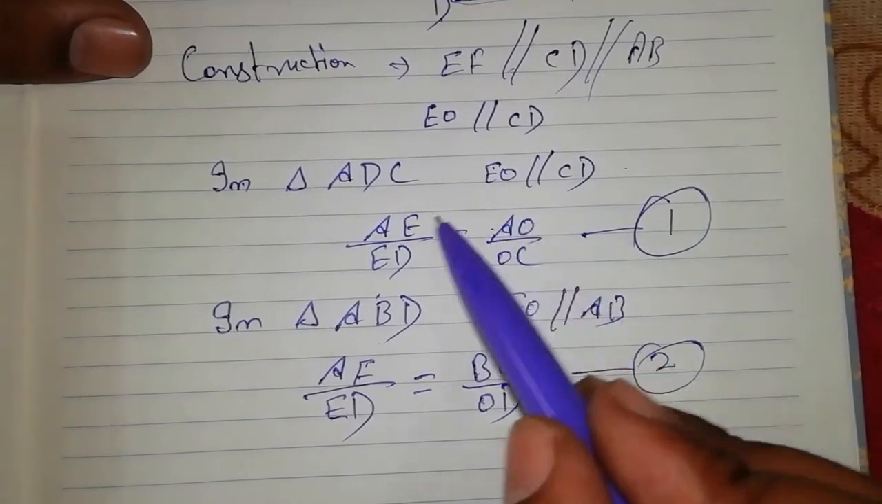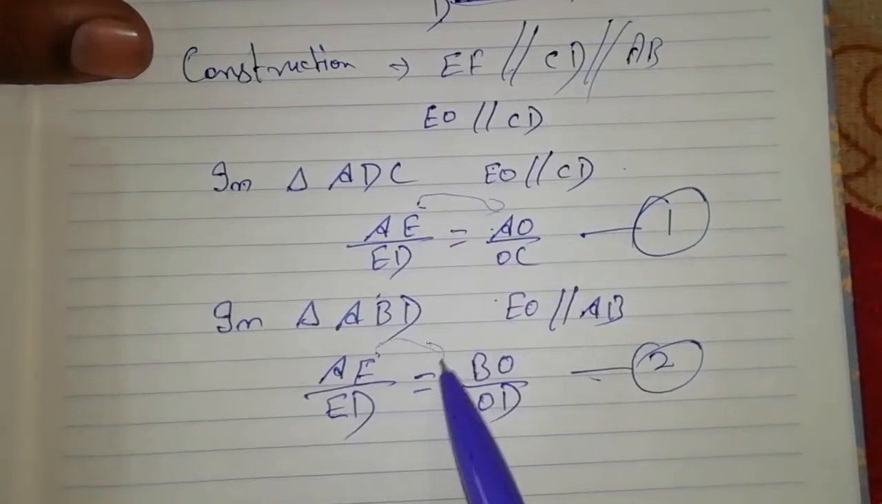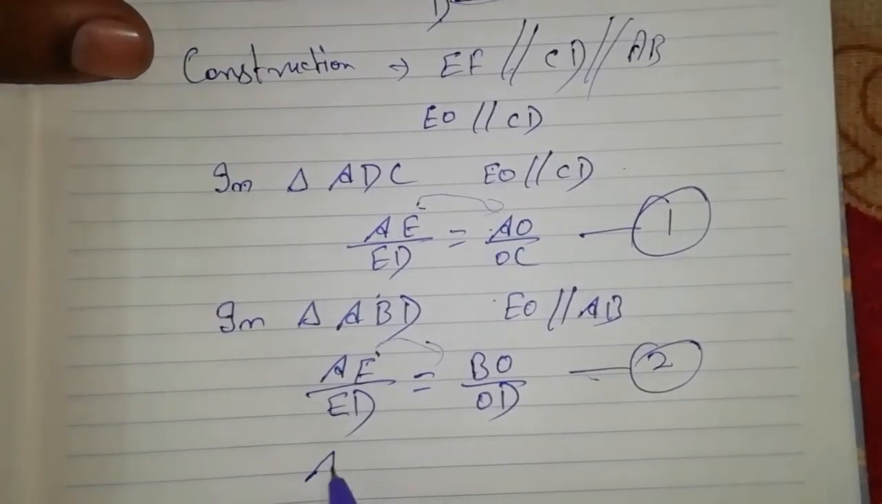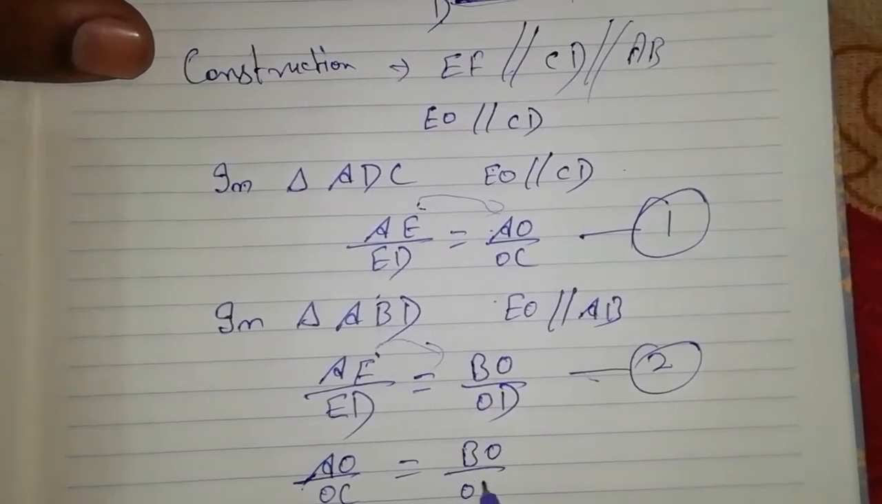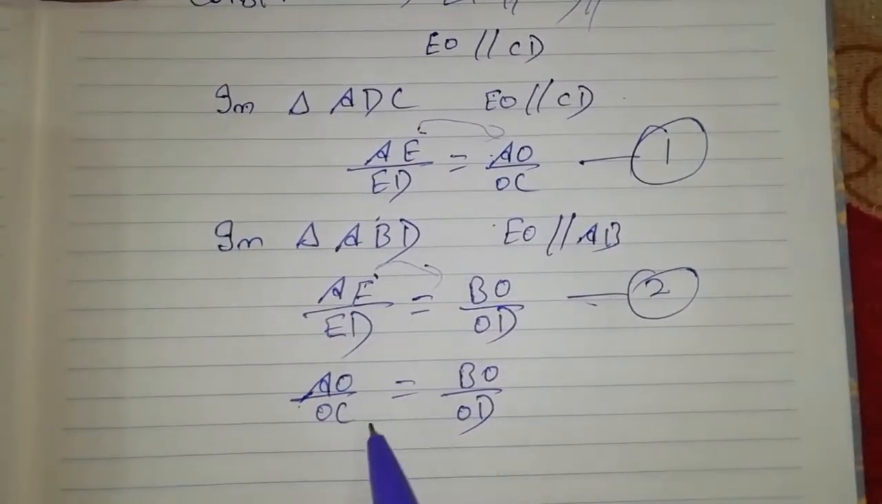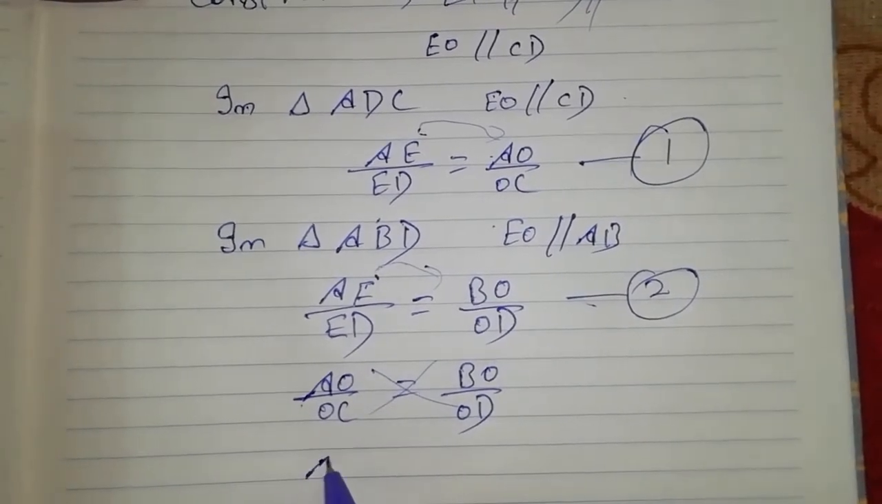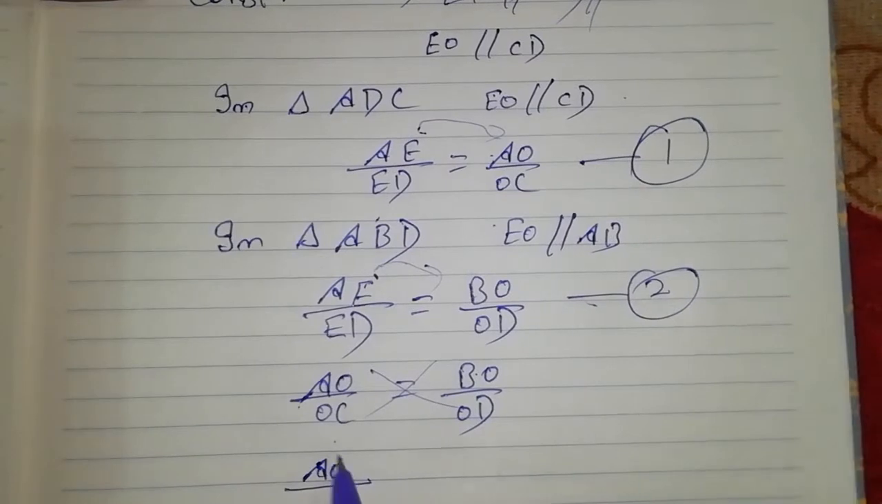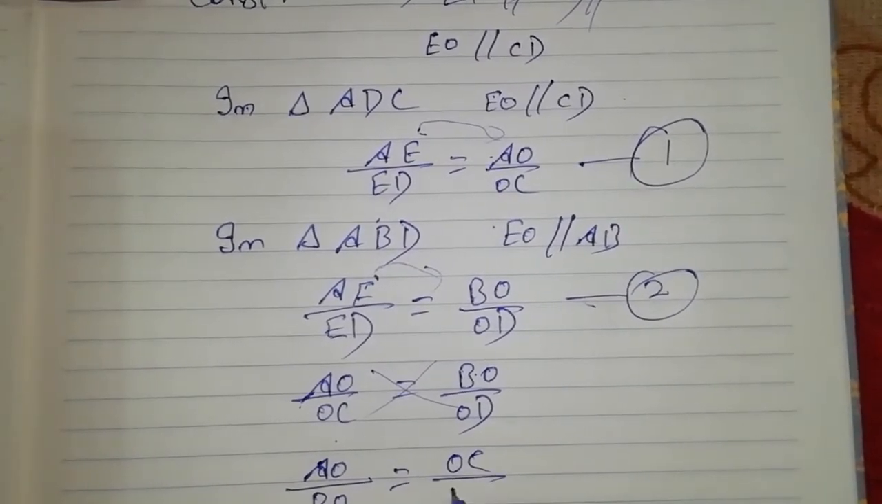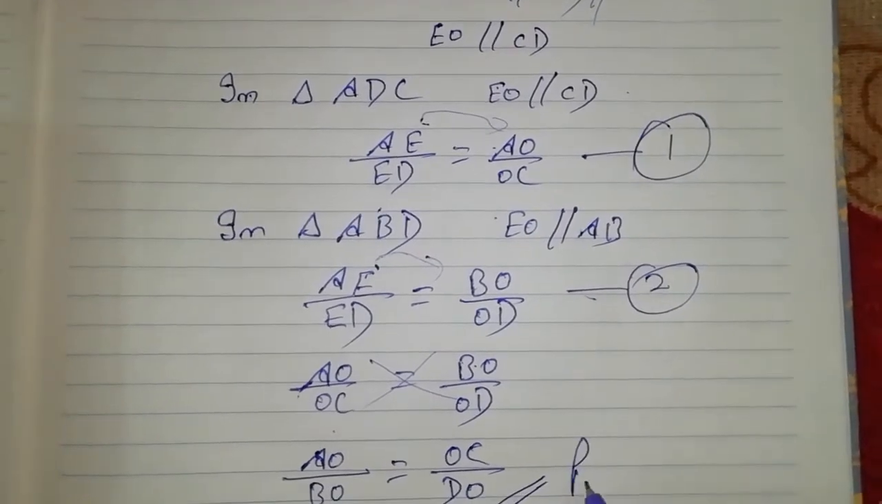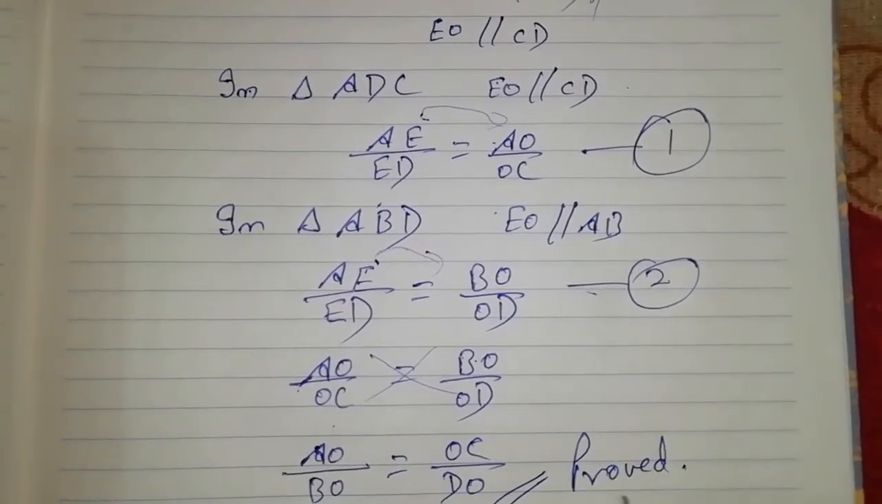Look, this is also equal to AE upon ED. So from here we can say that AO upon OC is equal to BO upon OD. Now what we just need to do is cross multiplication here. So this will become AO upon BO, the OB going downwards, is equal to OC upon OD. And this is what we have to prove.